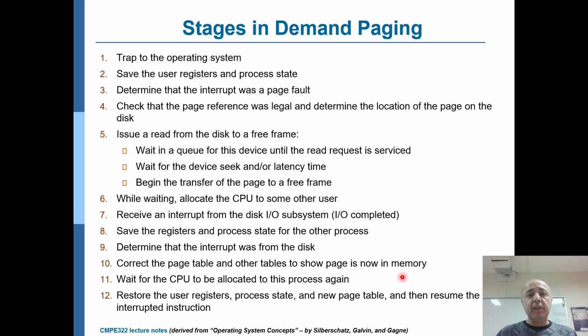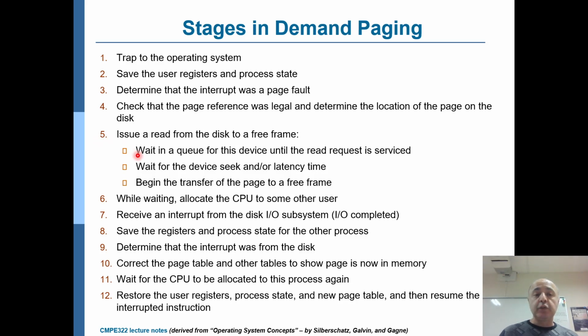So in summary, these are the stages in demand paging. You first cause a trap to the operating system, then this requires a switch from the user mode to the kernel mode. So you save the user process's registers and process state. You determine the interrupt was a page fault. Then you go to that page fault handler routine. Check that the page reference was legal. It's not an illegal memory access, but it's just a simple page fault. And determine where the page is on the swap space.